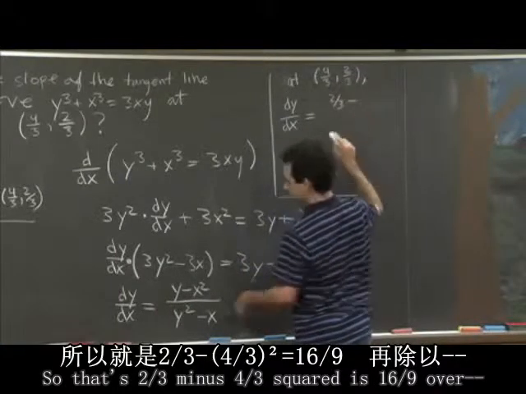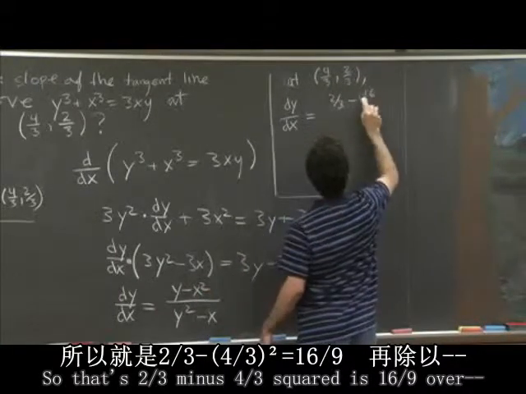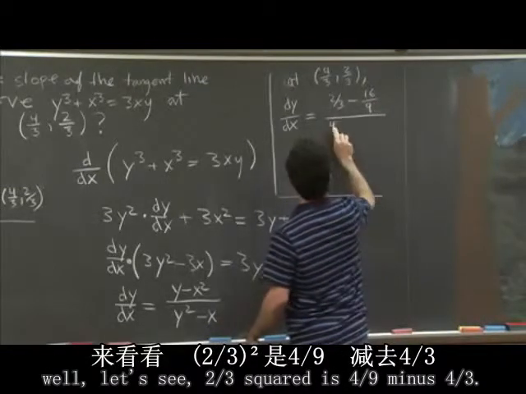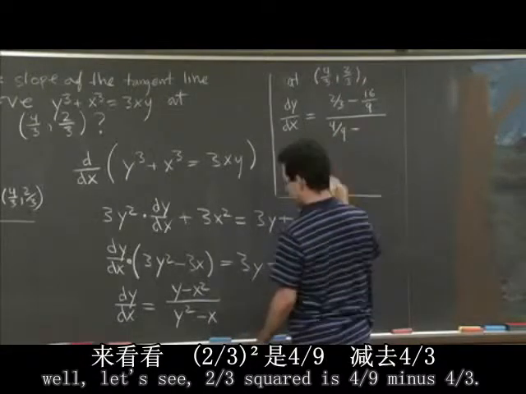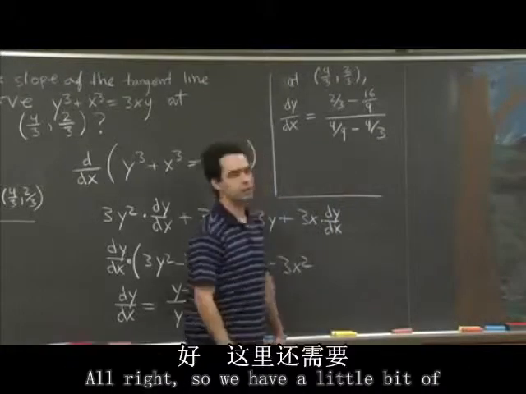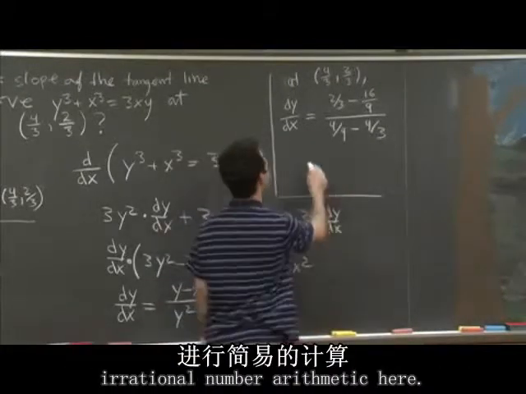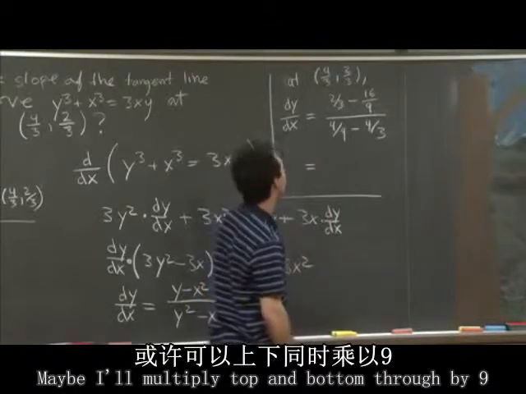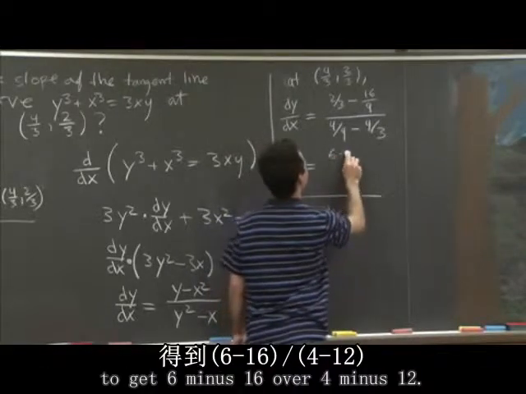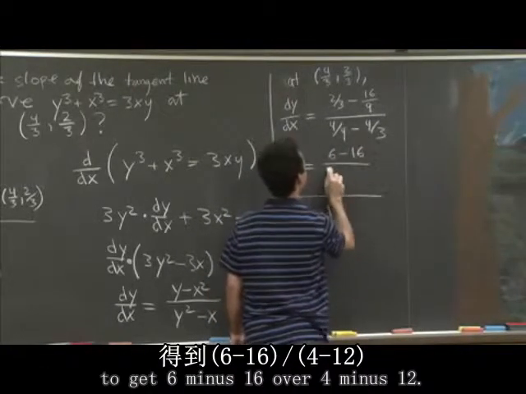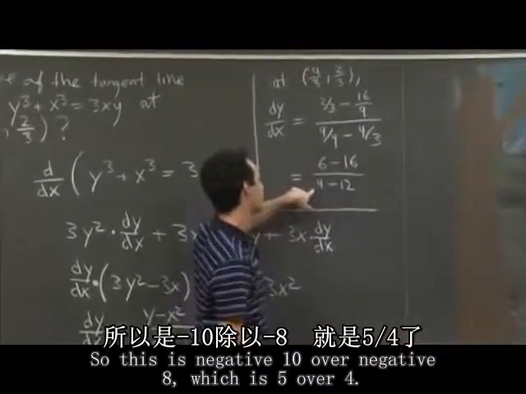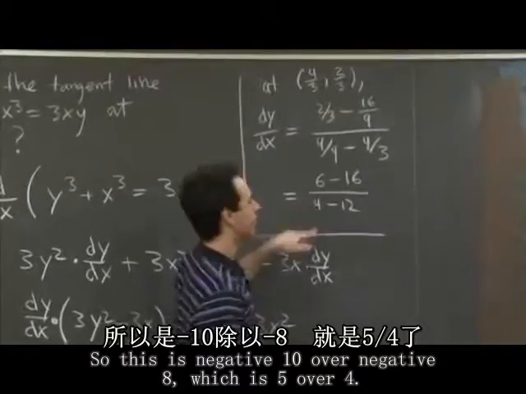So that's 2/3 minus (4/3) squared, which is 16/9, over, well, (2/3) squared is 4/9 minus 4/3. Oh, all right, so we have a little bit of rational number arithmetic here. Maybe I'll multiply top and bottom through by 9 to get 6 minus 16 over 4 minus 12. So this is negative 10 over negative 8, which is 5/4.